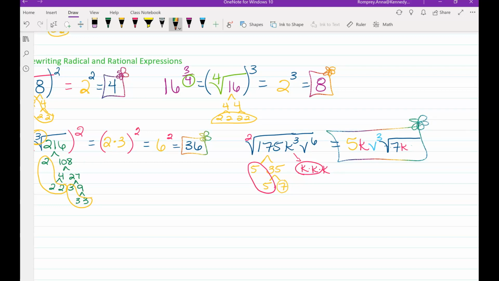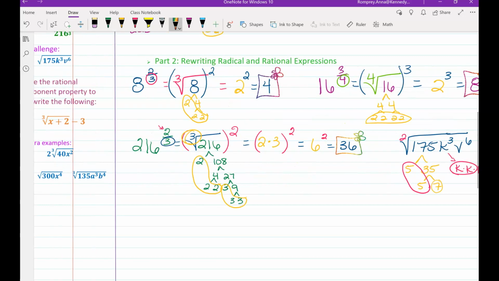Okay, so once you have pairs, those come out. Anything left over, anything that does not have a partner, stays underneath the radical. Cool? So it's so important that you pay attention to your index.